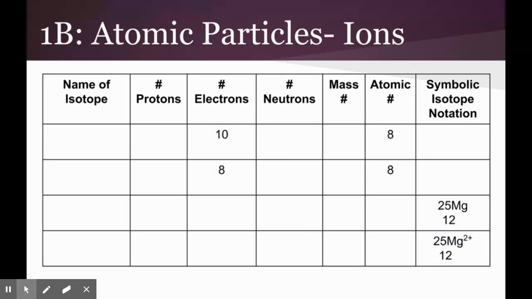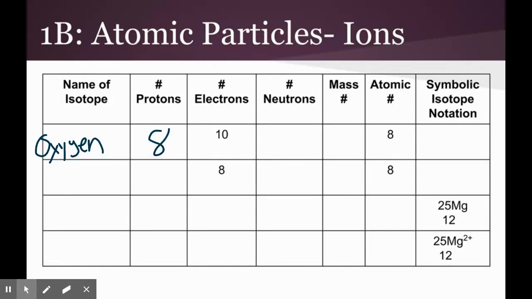Okay, so the final chart we're going to look at in this lesson is going to focus on ions. So for our first line, we have an atomic number of 8. So if we look up number 8 on the periodic table, that is oxygen. So number of protons is also 8. It tells us that there are 10 electrons, and we need to find the number of neutrons.